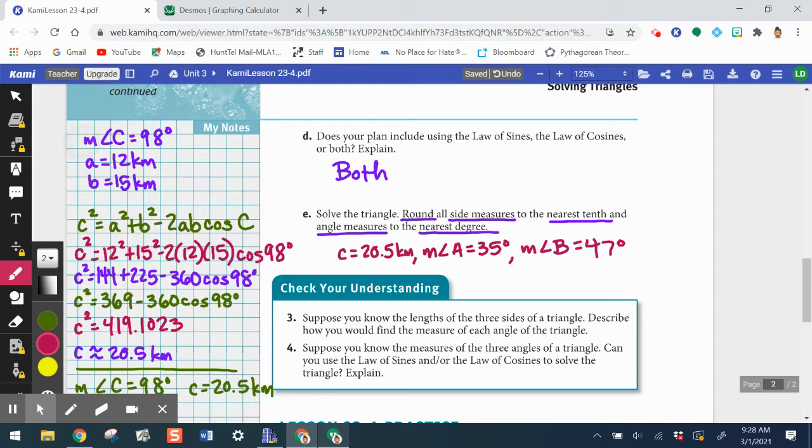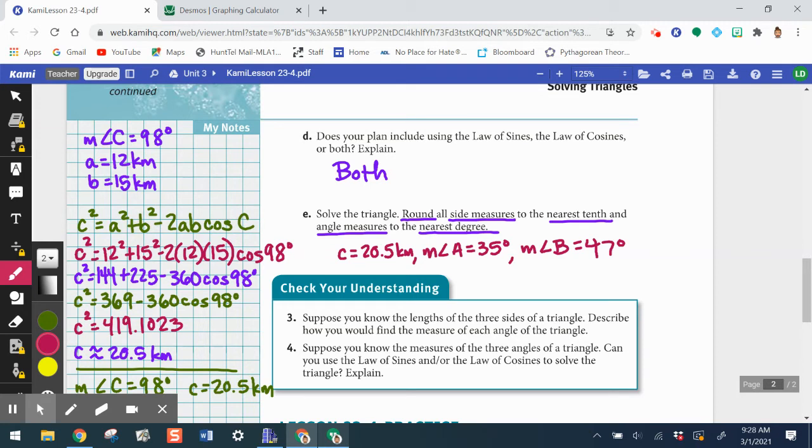So let's take a look. I rewrote the information that was given. We knew the measure of angle C was 98 degrees. We knew the lengths of A and B, A being 12 kilometers and B being 15 kilometers. So if I'm trying to find the length of C, I'm going to go back to the law of cosines lesson, and I'm going to use the law of cosines that's set equal to C squared, because we know the lengths of A and B, and we also know the measure of angle C. Remember, the capital letters in these laws actually represent the angle measures.